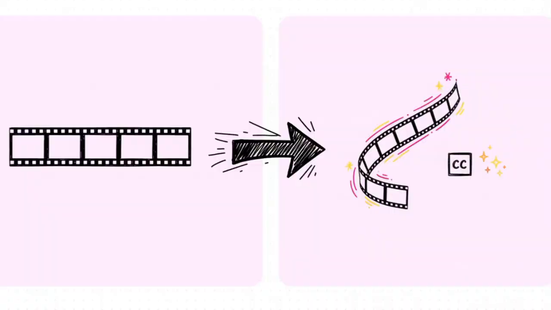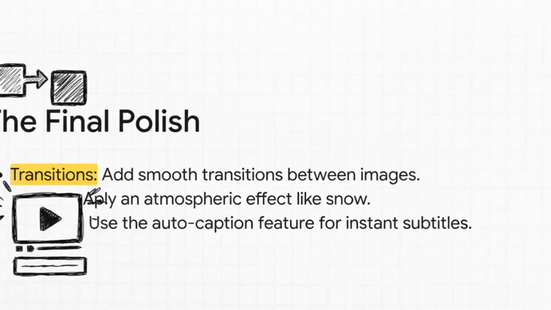It's that simple. Now, at this point, what you have is basically a slideshow with a voiceover, which is fine, but we're not aiming for fine, right? This little comparison here really shows the difference a few last clicks can make, transforming that simple sequence into something that looks dynamic and professional. So here's the best part. These final touches are super easy. Inside CapCut, you can add smooth transitions between your images, you can apply little effects to add some atmosphere, and this one is huge. You can use the auto caption feature to instantly generate subtitles for the entire video.